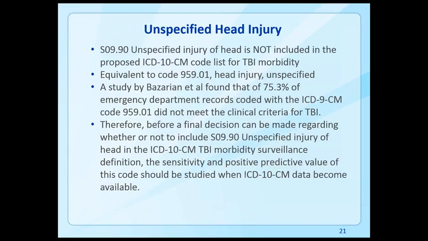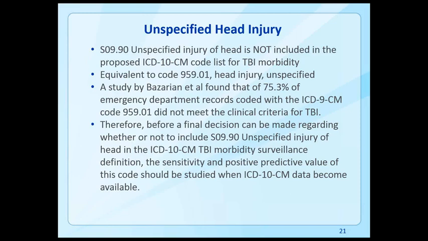So those of you who are familiar with TBI statistics as they relate to the use of these diagnostic codes may be familiar. One of the codes that is included in CDC's surveillance definition is code 959.01, which is an unspecified head injury. And there's an equivalent code in ICD-10-CM, S09.90. At this point, we've decided that this unspecified head injury code is not included in this draft ICD-10-CM code definition for TBI morbidity. A couple reasons for that.